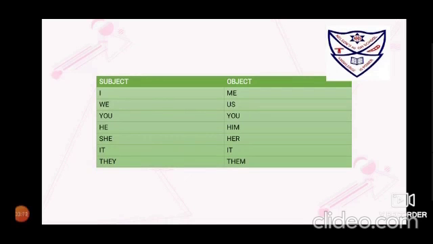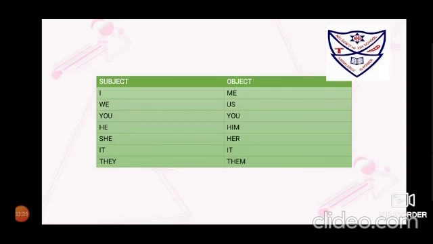We changes to us. We are watching the movie. The movie is being watched by us. You are writing a letter. A letter is being written by you. So you remains you. He is washing the car. The car is being washed by him.